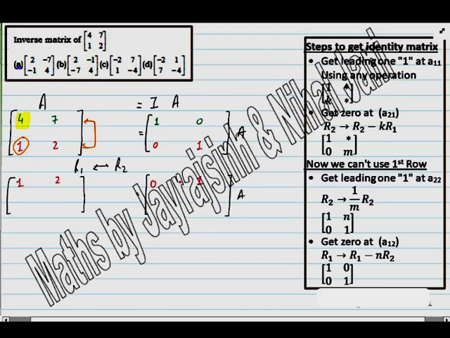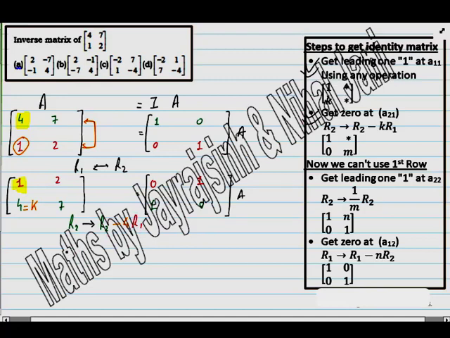Same thing with the right side, 0, 1. And the second row, which is 4, 7, 1, 0, will become your second row. So here we complete our first step. We get the leading one at A11 and the value of K is 4. Now we should go to get 0 at A21 point by taking the operation R2 gives R2 minus K, or we can say 4R1, right?